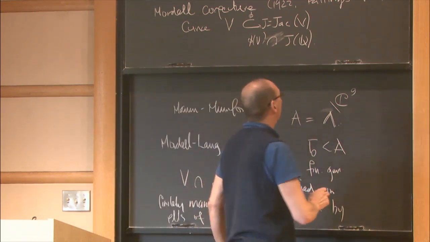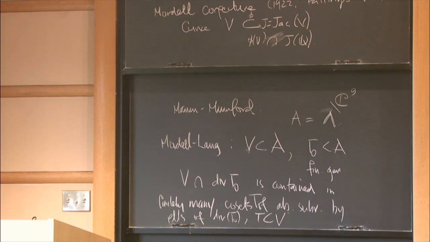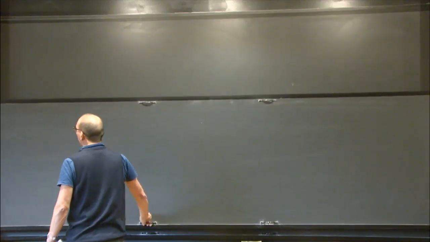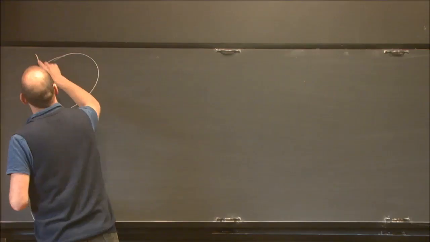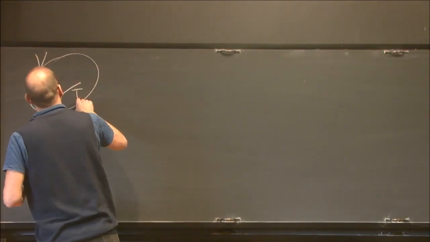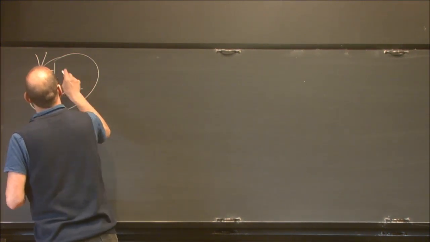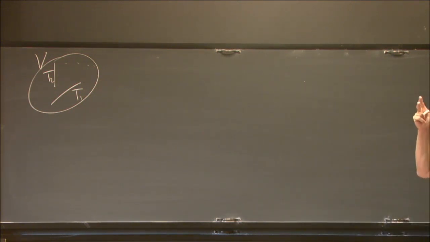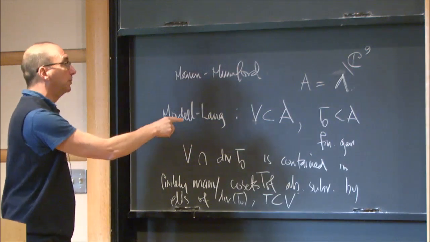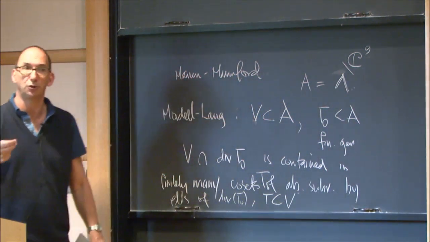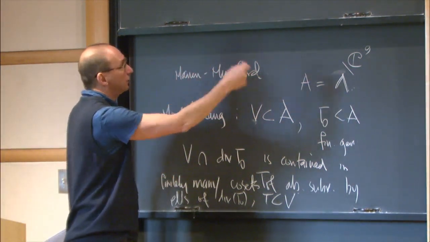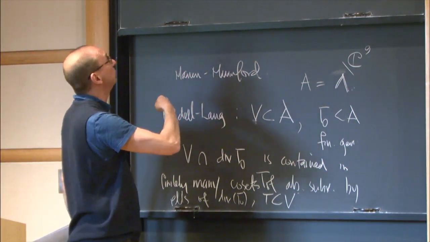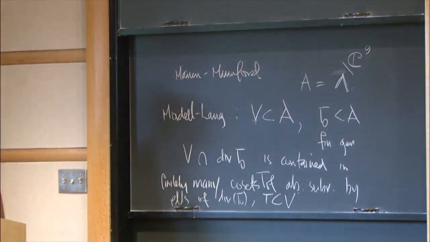Maybe I should draw a picture. Your variety V contains finitely many of these T, which are cosets. Maybe they're individual points, and that accounts for all of the points of V in this division group. So in particular, if gamma naught is the trivial group, then the division points are the torsion points, and you recover Manin-Mumford. And in general, if gamma is finitely generated and you forget about the division points, then you recover Mordell in this more general form.